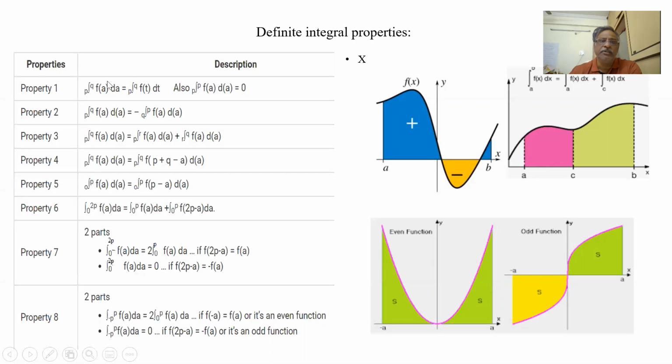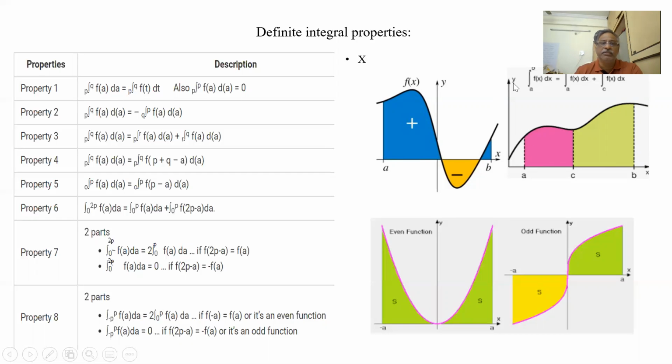What are we changing here? We are only changing, in place of a, I am putting t. I am only changing the same variable. It is not minus a, it is not a square plus 2, nothing like that. It is a, it is t. The variable is changed. So they are same.